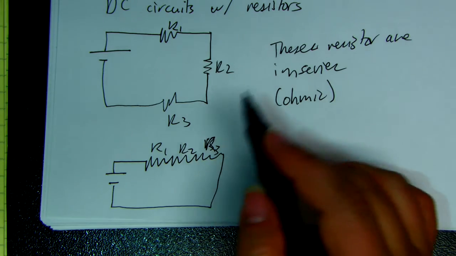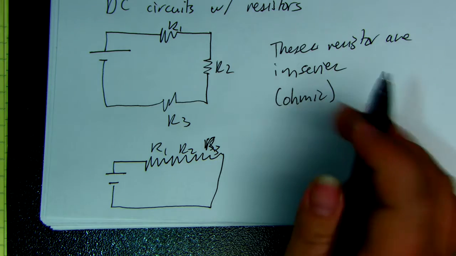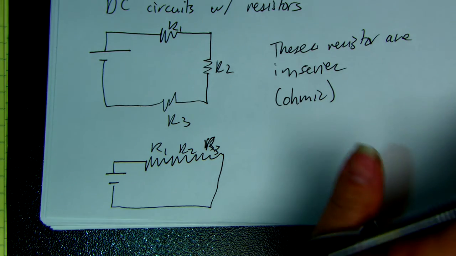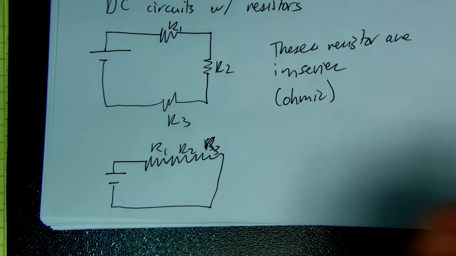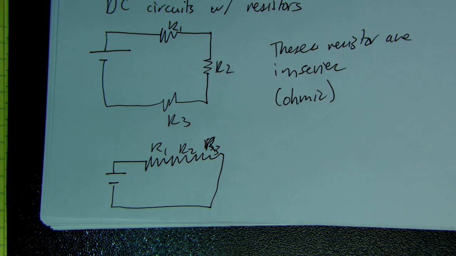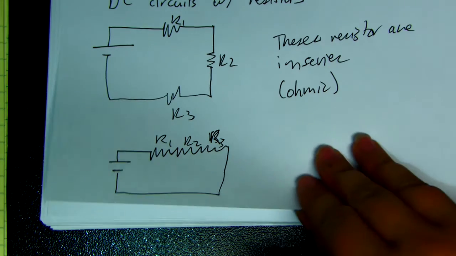Does it matter if there's some wire between them? Not really, because remember, yes, it's true that copper wire does have a little bit of resistance, but it's pretty negligible compared to this. So basically, it's just like one long resistor. So let's go ahead and derive that.